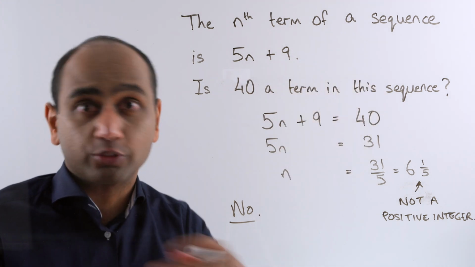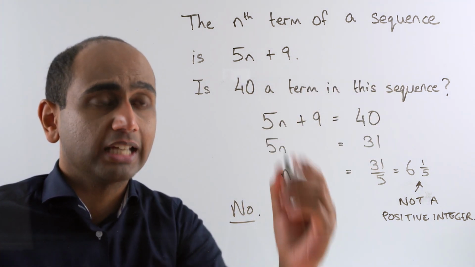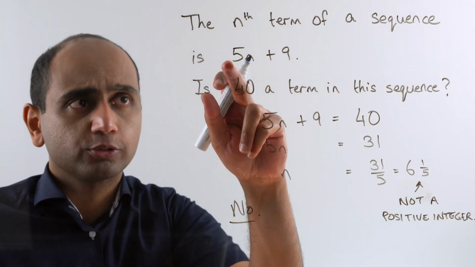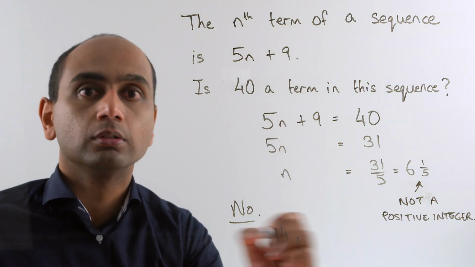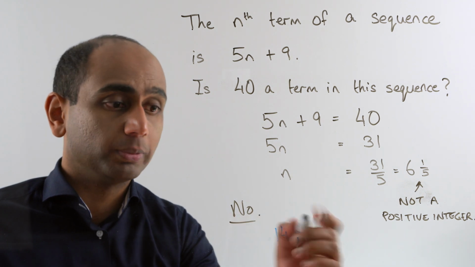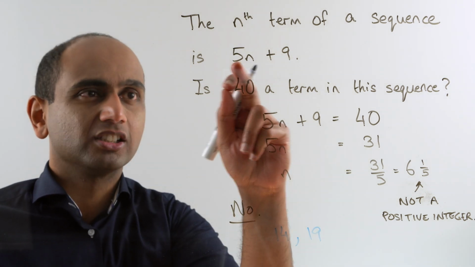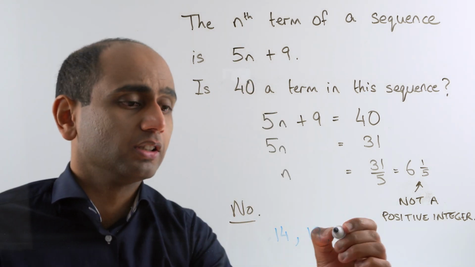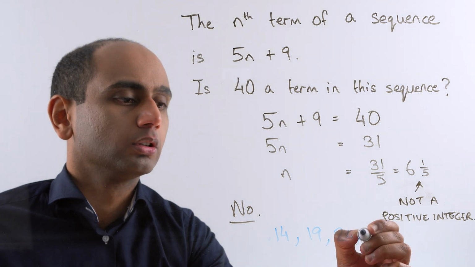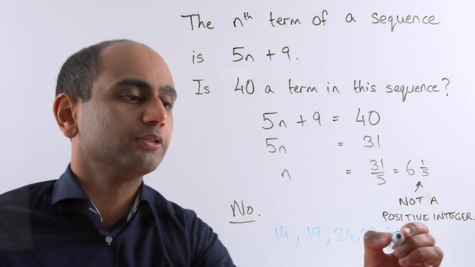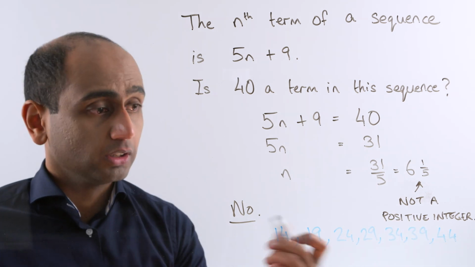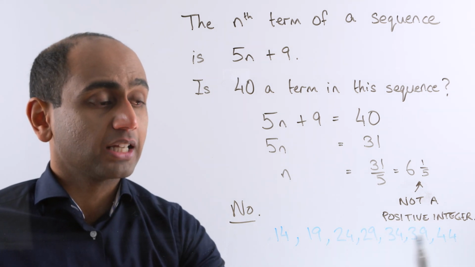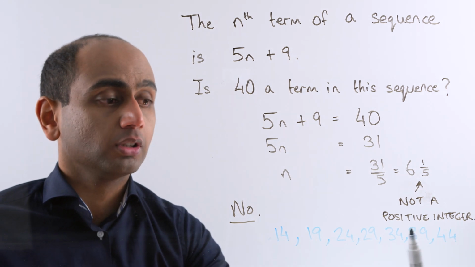If we did list out the first few terms in this sequence, we substitute 1 first. 5 times 1 is 5, plus 9, that's 14. The next term would be 19. Remember, this is going to go up in steps of 5. So then we'd have 24, 29, 34, 39, and 44. Now, you'll see that 40 is not in the sequence.